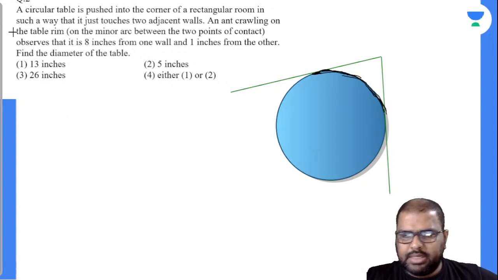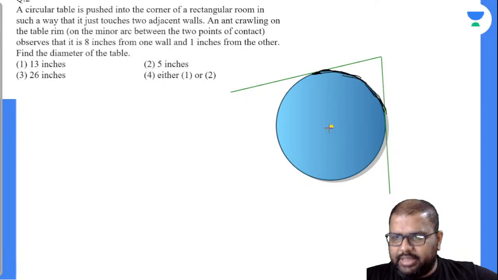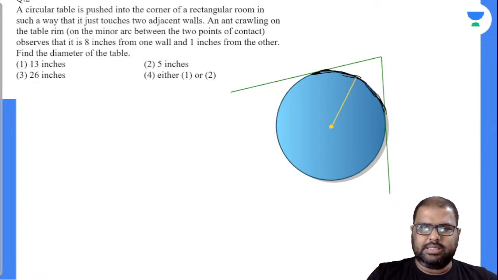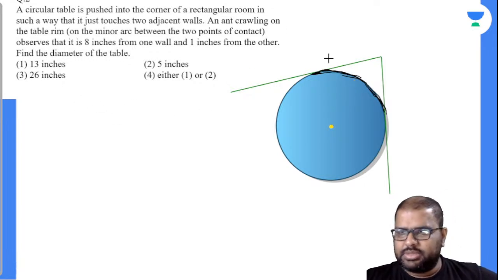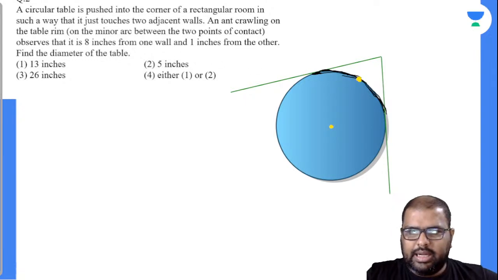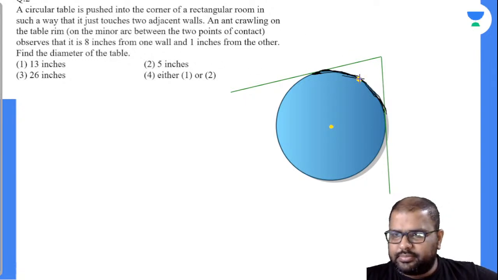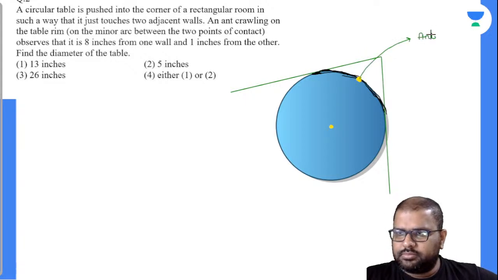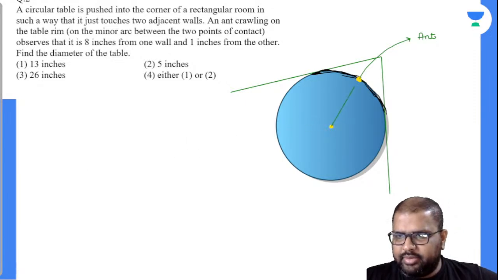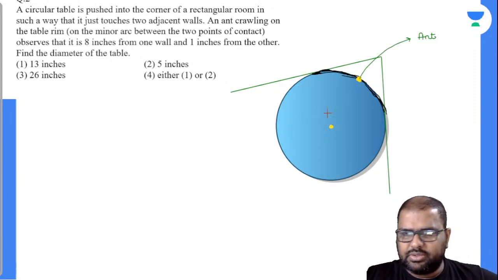Now, this is your center of the table there. If this is the center of the table, now this will be called your radius of the table. Let us suppose your ant is here. Now this is your ant. Now see, this is your radius of the table. Will you accept with me? Yes, this is your radius of the table.